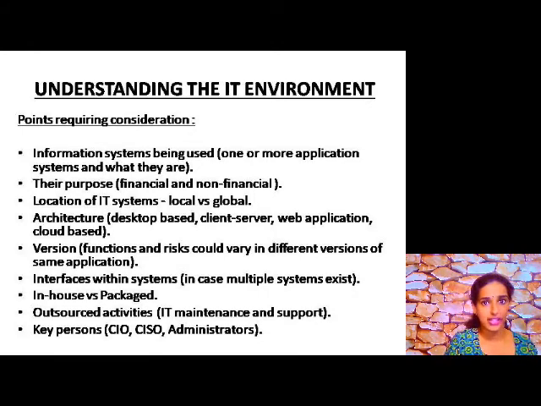So first is the information system they are using. Second is the purpose, why they are using the information system, whether for financial or non-financial purposes. Third is the location, where it is placed. Now, what kind of architecture does it follow? Architecture means whether it is a client server model, a desktop based model, or a cloud. The data is not stored within the system; it is stored in a web server, in a different place, and access is given to them. In such cases, it is cloud based. Or is it a web application? Web application means nothing is stored in the system. It is only on the web browser. You need a browser and an internet connection to collect the data.